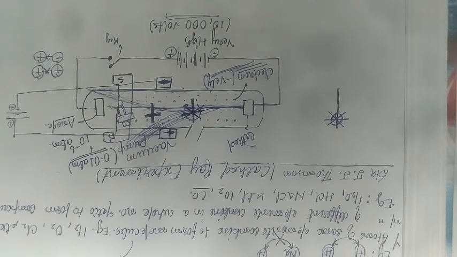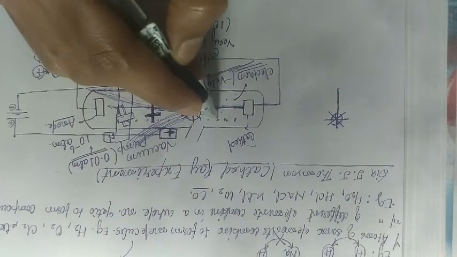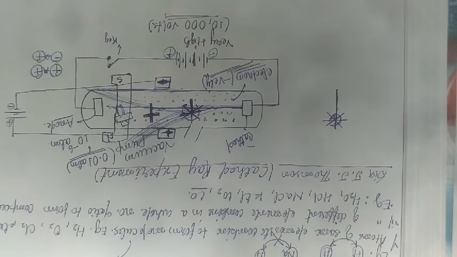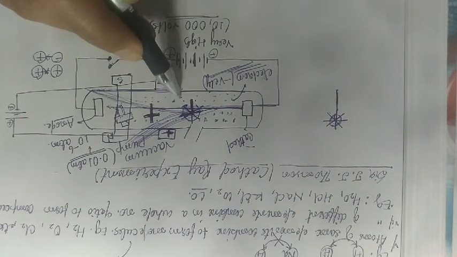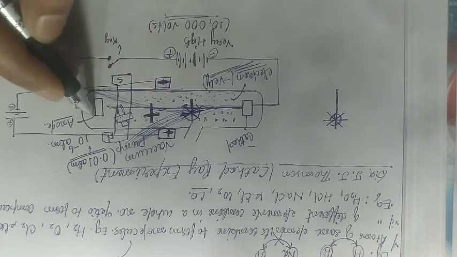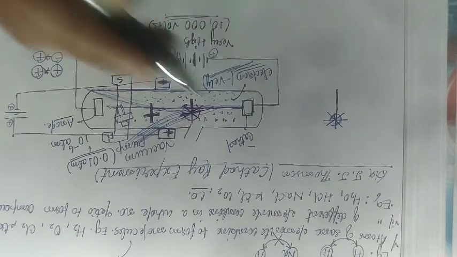Now next, about the gases, I told you in the starting: the characteristics of the cathode ray do not depend on the nature of the electrode or the nature of the gas present in it. Means whatever gas you take here, the result will be the same. It will not depend on the nature of the gas, or whatever electrode you take here.